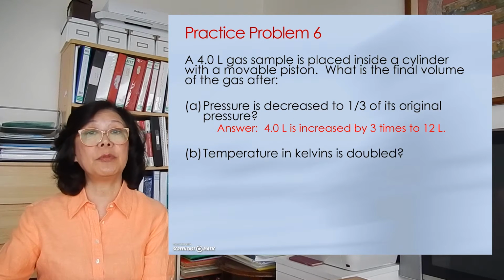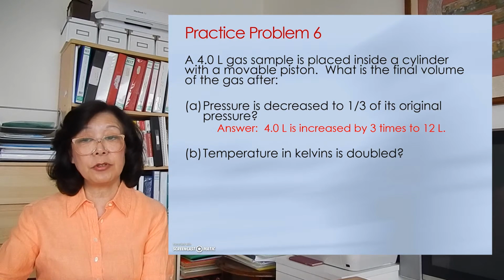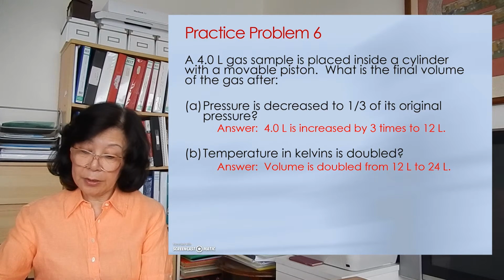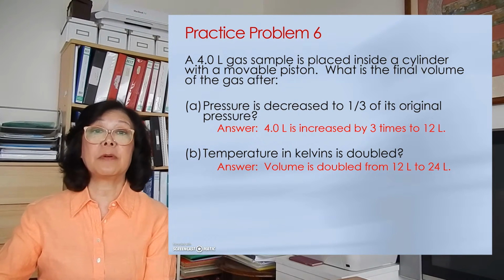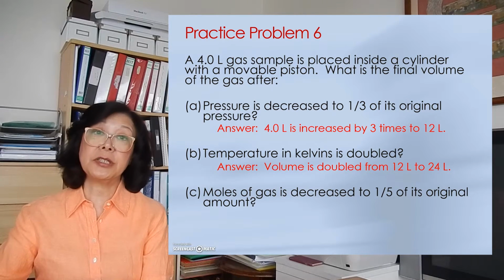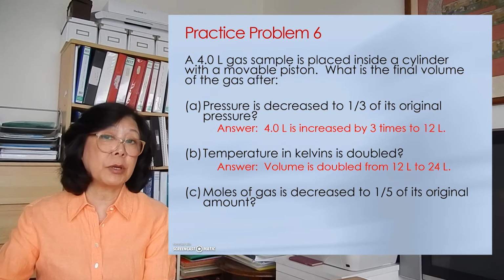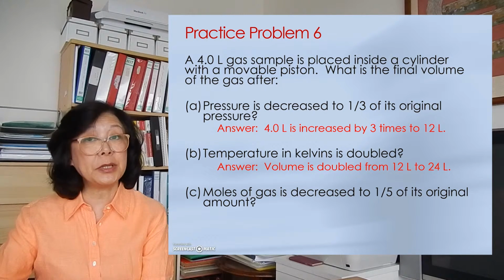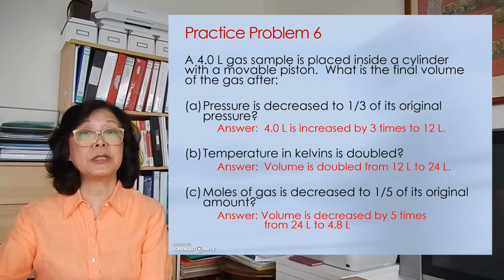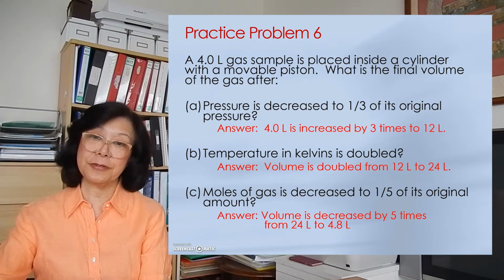Now, if I double the temperature in Kelvin, as temperature is doubled, volume will be doubled. Therefore, I take the 12 liters and double it to 24 liters. And if I decrease the number of moles to 1/5 the original number of moles, that means the volume will be decreased by 5 times. So 24 liters divided by 5 will result in 4.8 liters.